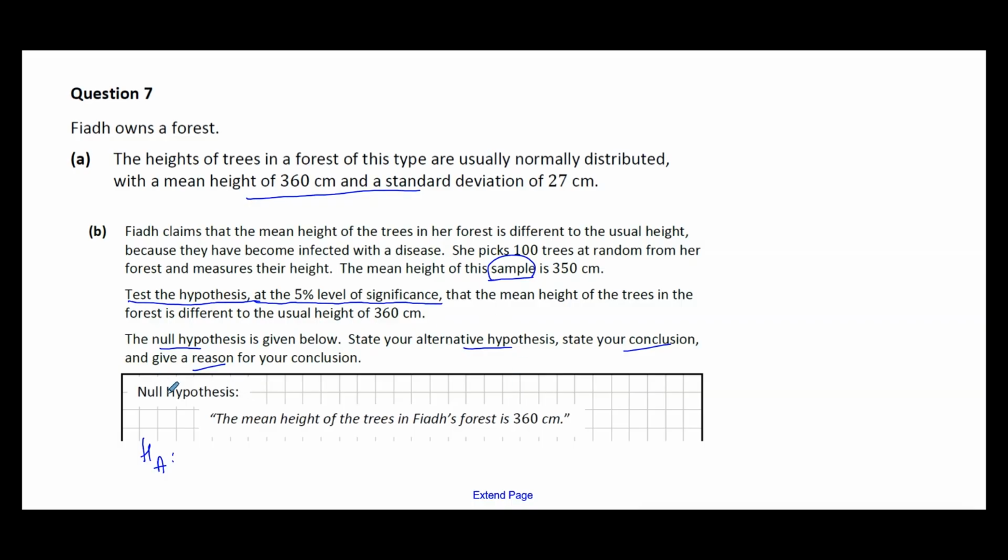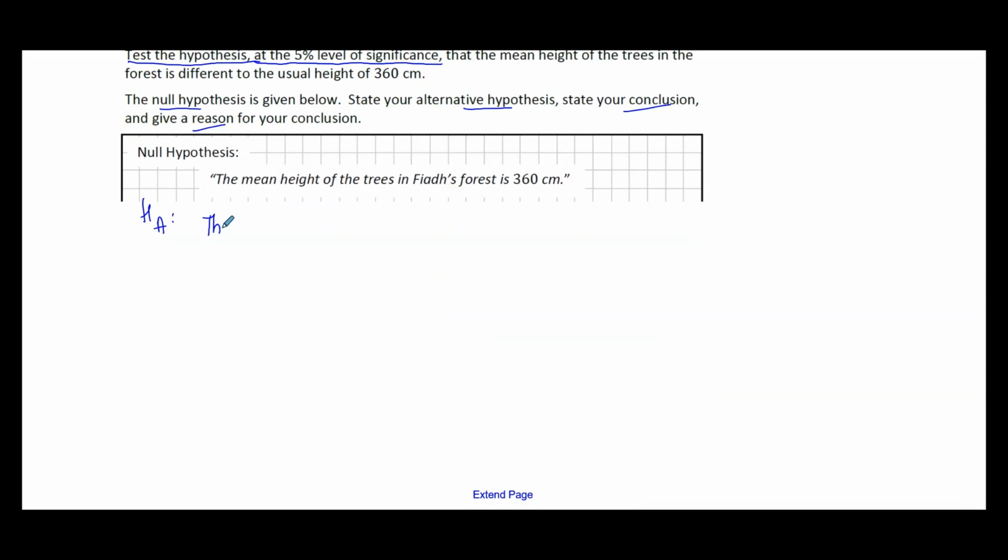Now, the null hypothesis will always say nothing changed. So in this situation, we are saying that the mean height of the trees in Fia's forest is 360. Now, the alternative hypothesis is all about stating the opposite. So that means that the mean height of the trees is not 360. So that's all that the alternative is. It doesn't give me an alternative number. It's just saying that it's not what was in the null hypothesis.